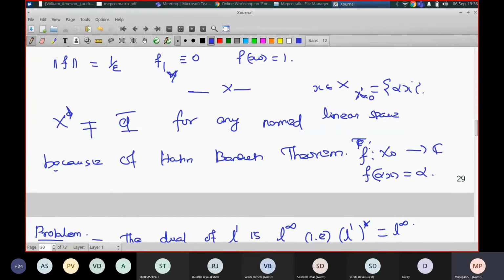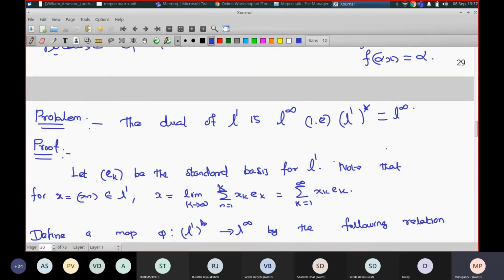So this function is bounded, because if you define any linear function on a finite dimensional normed linear space, then it is automatically continuous, as I mentioned in the previous class. Therefore this is continuous. By the Hahn-Banach theorem, you can extend this bounded linear function to the whole X. Therefore the dual of X is always non-empty, by the Hahn-Banach theorem.